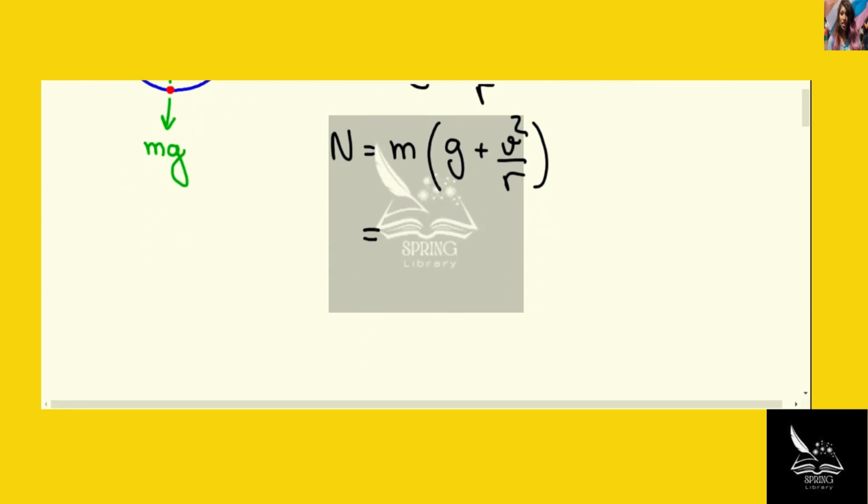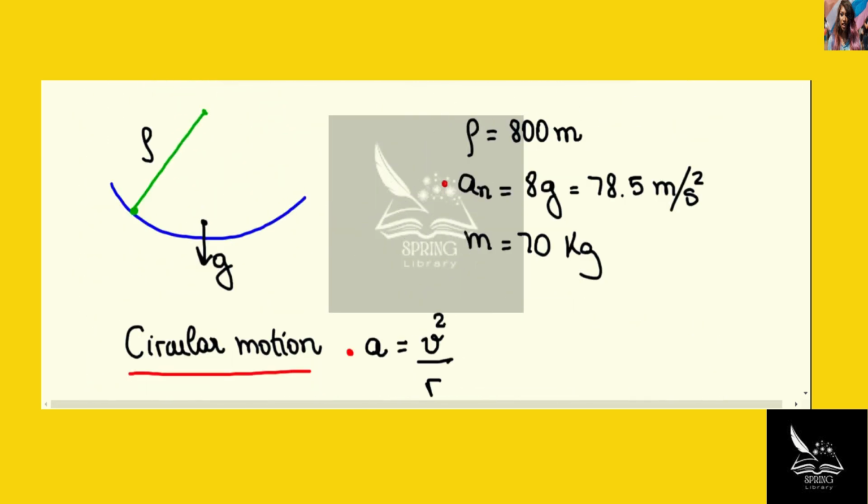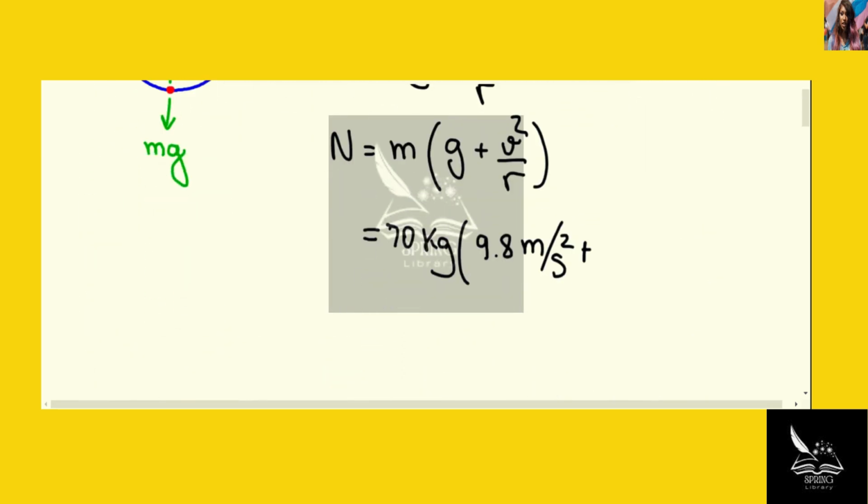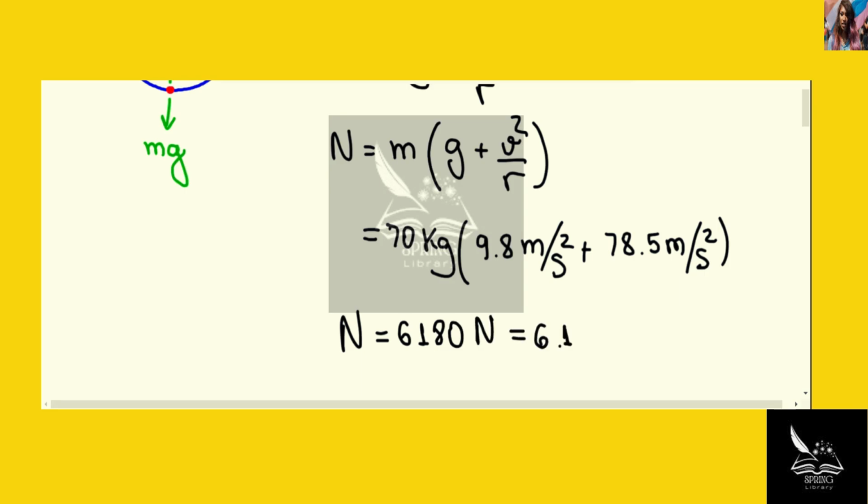So m is 70 kilograms, g is 9.8 meters per second squared, and actually v squared over r is the acceleration that we were given, that's 78.5 meters per second squared. So the normal force is equal to 6,180 newtons, that is equal to 6.18 kilonewtons. And this is the normal force, which concludes our exercise.